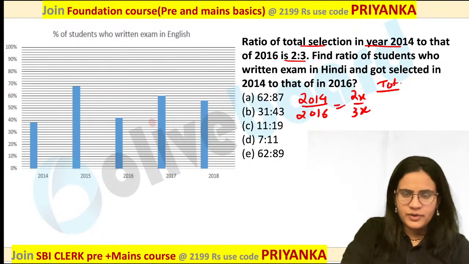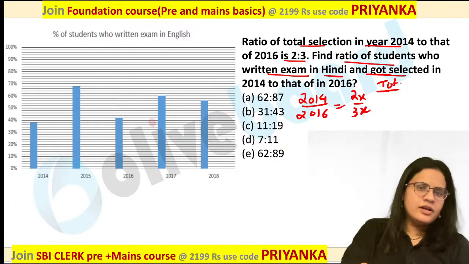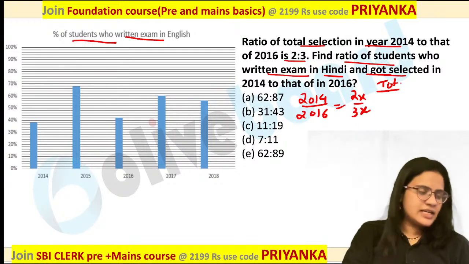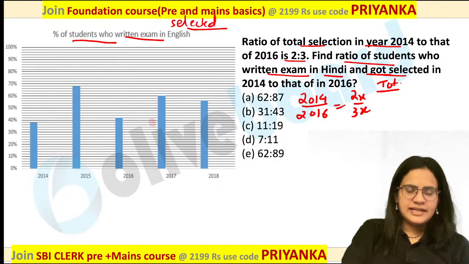Now what is given in your question? Ratio of the students who have written the exam in Hindi and they are getting selected over here. Are you getting it? So basically they have given how many students are there who have written the exam in English and Hindi for the selection itself. This particular graph is out of the selected students itself. Are you getting it? So these are the total selection ratio.